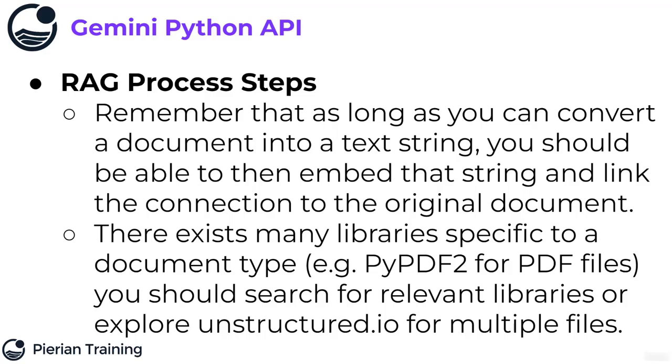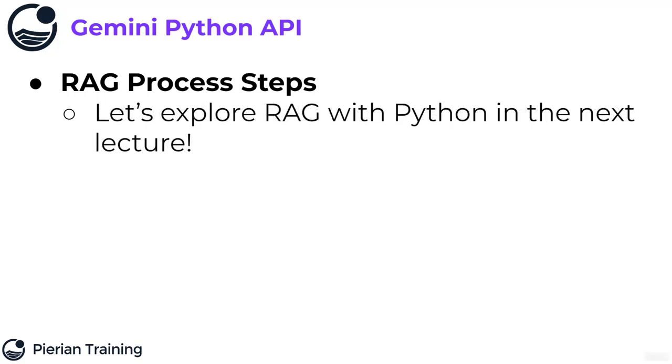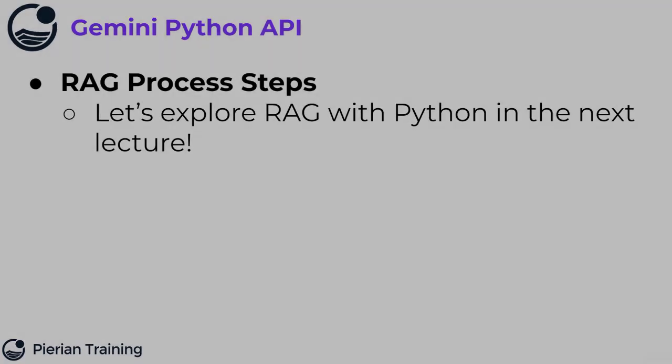I should point out there's a really cool library called unstructured, and you can go to unstructured.io, that can accept multiple file types. Okay, with this all being said, let's actually get some hands-on practice and explore RAG with Python in the next lecture. I'll see you there.